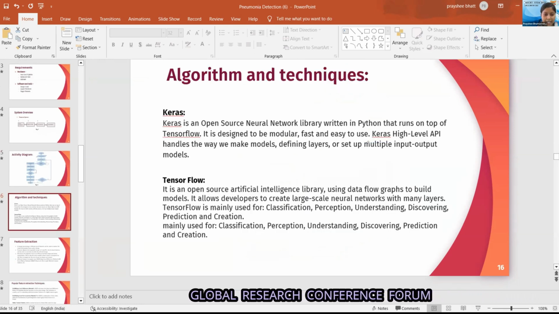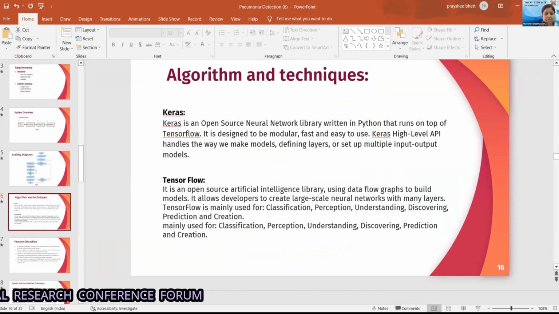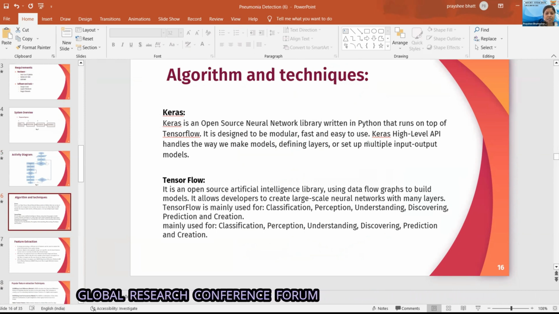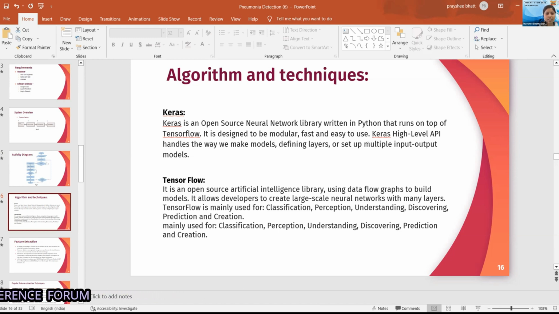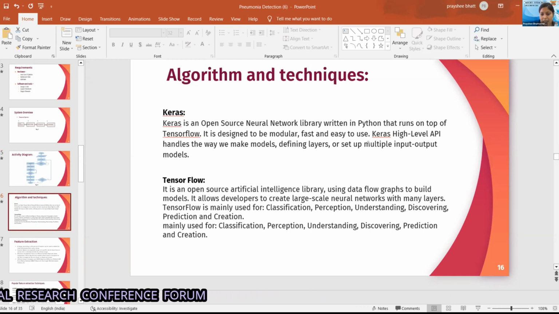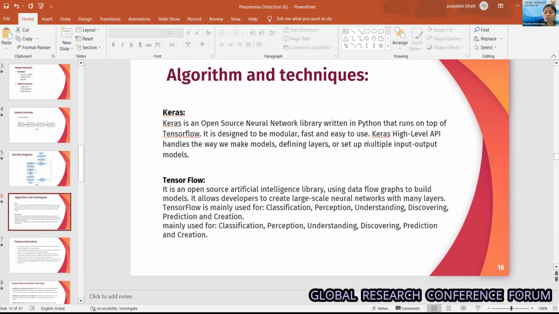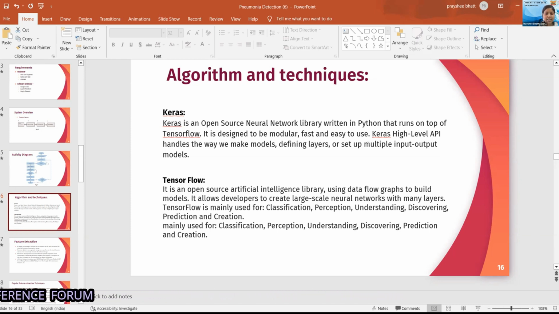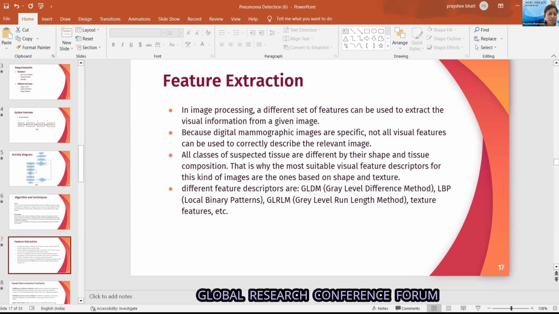And then is the algorithm and technique. First we are using the libraries of Keras and TensorFlow. Keras is an open source neural network library written in Python. Basically, we use it for making models, defining the layers, and for multiple input and output models. Then is TensorFlow, an open source artificial intelligence library. In that, the graph models are shown, and here we use it basically for the classification. Then there are perception, understanding, discovering, prediction, and creation. These are the processes that play fundamental roles in our project.